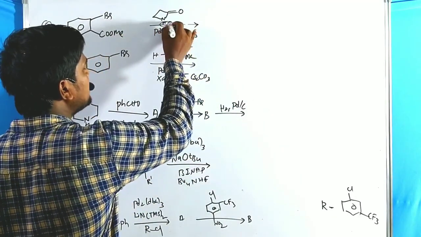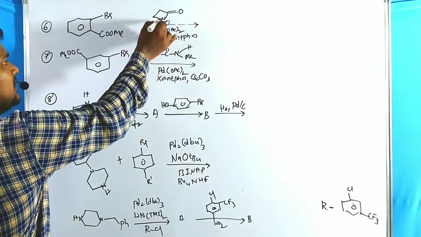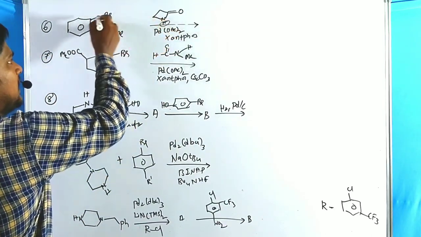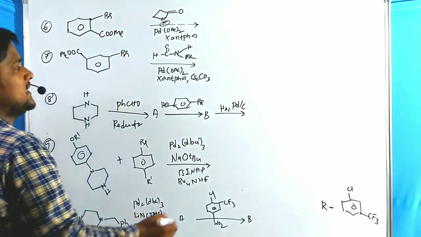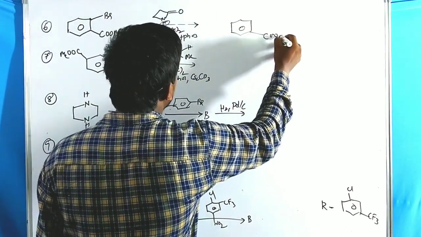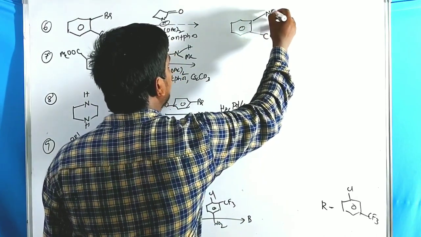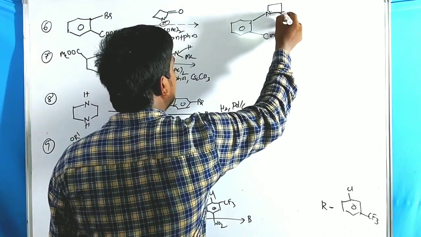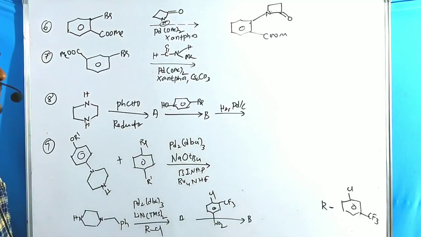Now here this NH proton, the nitrogen as well as the carbon of the aromatic halide will form a new single bond. Here it creates the carbon-nitrogen single bond. So here it is like a 4-membered cyclic ring.